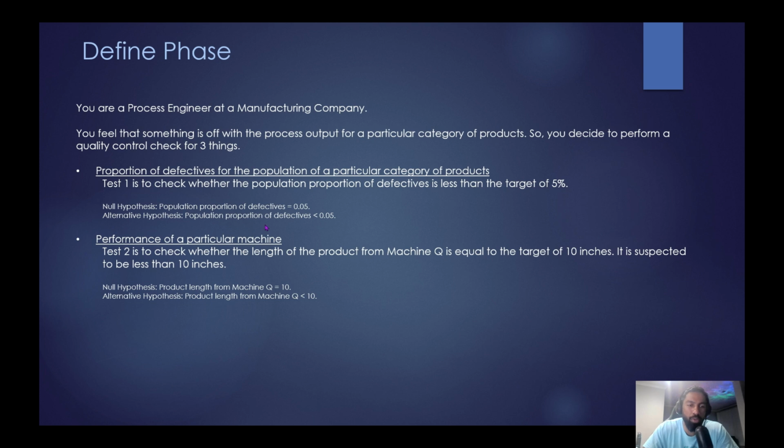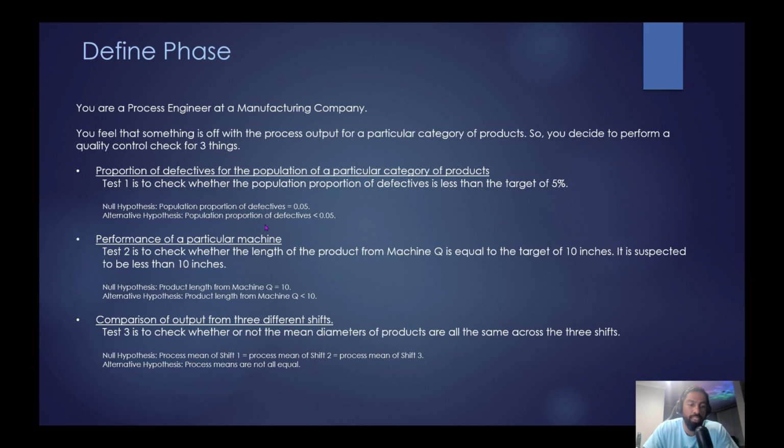And finally, one more thing you want to check as part of this quality control is comparison of the output coming from three different shifts. The specific test that you are creating for this is to check whether the mean diameter of the products is the same across all three shifts. Null hypothesis, process mean from shift 1 equal to process mean from shift 2 equal to process mean from shift 3. Alternative hypothesis, these process means are not equal. And that is the define phase for this case study.